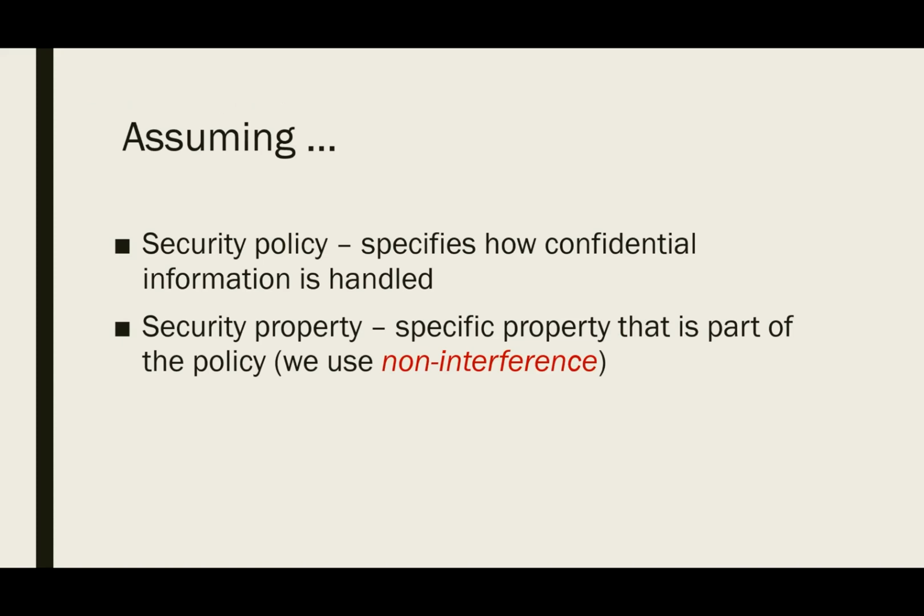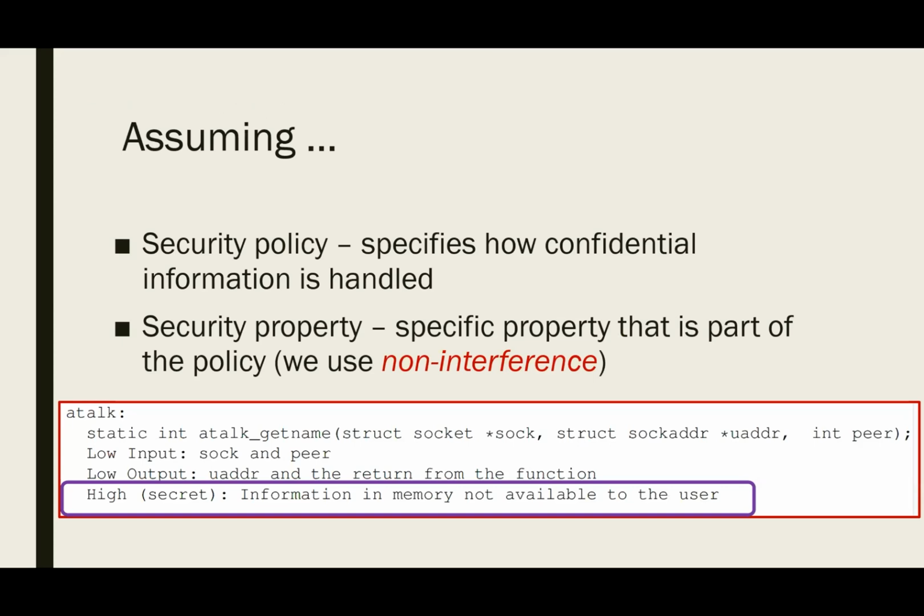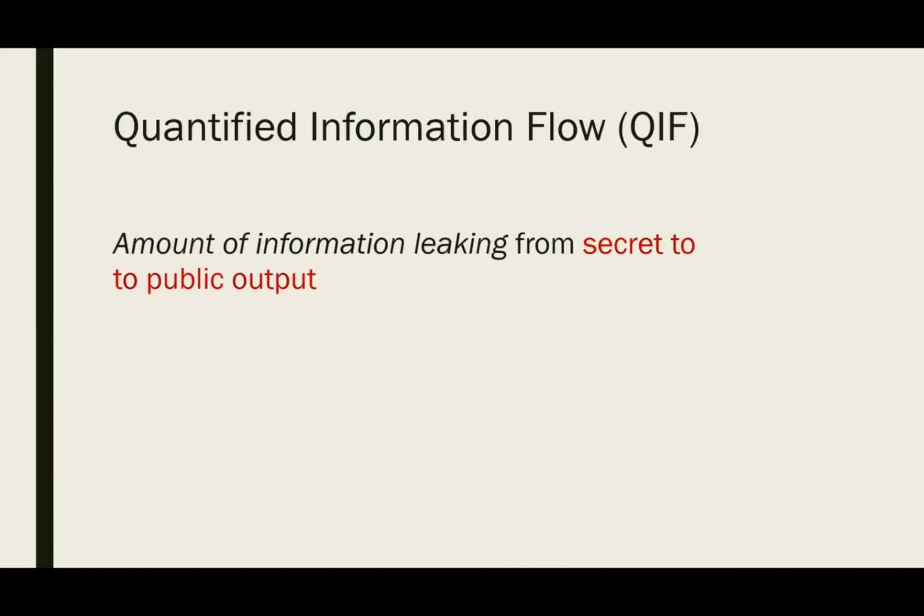And we have to have a property we're looking at. This property happens to be what we call non-interference, and I'll talk a little bit about that in a few minutes. But basically, we have to have a policy. Here, high secret means the information in memory is not available to the user. This is for a program called ATalk. So we say what our low inputs are, what our low outputs are, and then we talk about our secrets. This is beyond the scope of what we're doing in GI, but we need to have this to solve the problem.